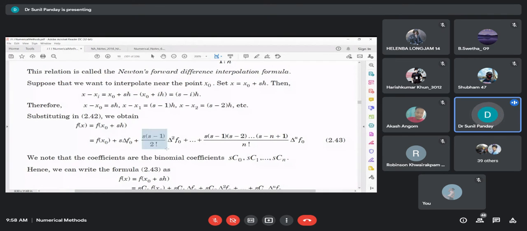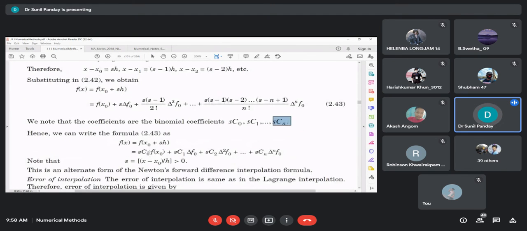And this can be rewritten as sC2, if you remember the combination, and sC1, sC0, the notation is like this, it is a combination. So sC0, sC1, and sCn. So the formula is this one.